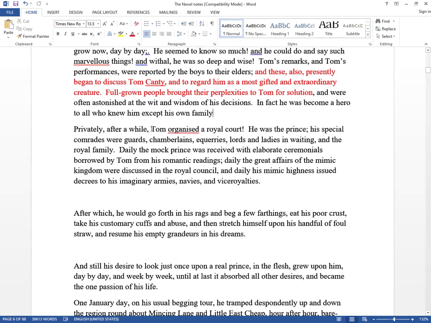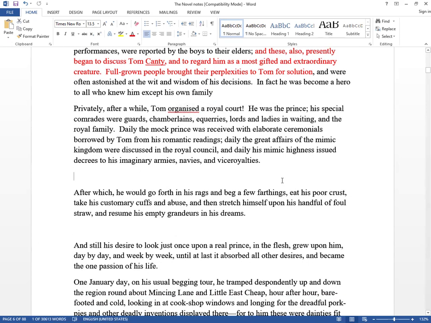Privately, after some time, Tom organized a royal court. Tom organized means made a royal court at Offal Court. He was the prince. Now Tom is the prince there. His special comrades, his special friends (comrade means friends), were guards, chamberlains, equerries, lords and ladies in waiting, the royal family. Daily, the mock prince, this false prince, Tom, was received with elaborate ceremonials, with complex functions, borrowed by Tom from his romantic readings.